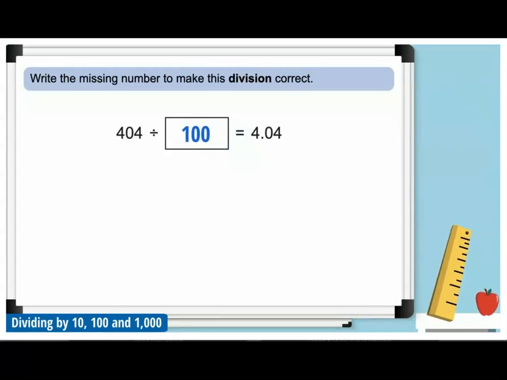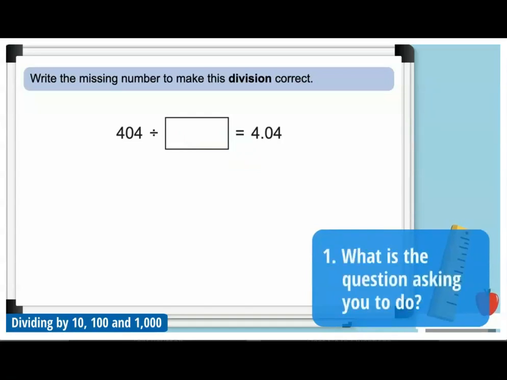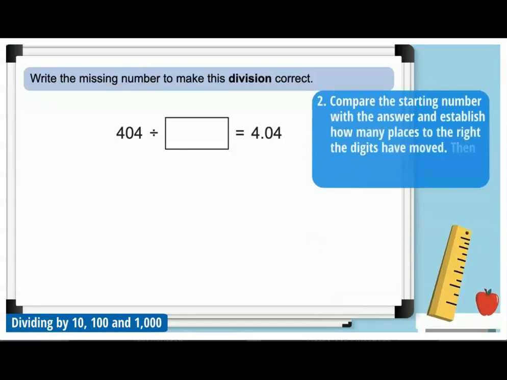Now let's go through the question together. 1. What is the question asking you to do? The question is asking you to write the missing number in the box to make the division correct. 2. Compare the starting number with the answer and establish how many places to the right the digits have moved. Then decide what this means we've divided by.